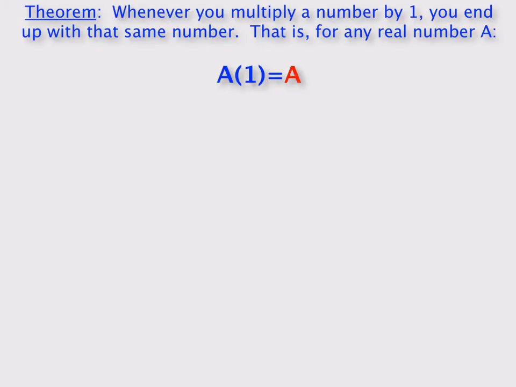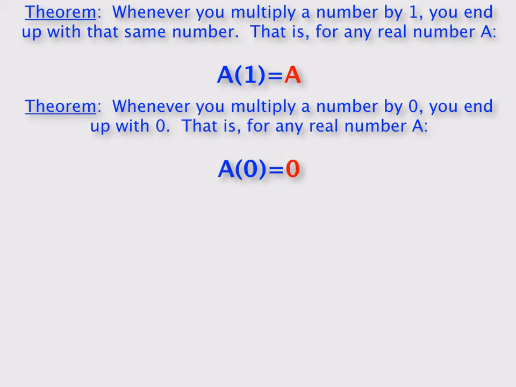Alright, a couple properties of multiplication that are going to be really helpful for us. The first one is, whenever you multiply a number by 1, you end up with that number itself. That is, for any real number a, a times 1 equals a. So 5 times 1 equals 5, -2 times 1 equals -2, etc., etc. What about multiplying by 0? Whenever you multiply a number by 0, you end up with 0.